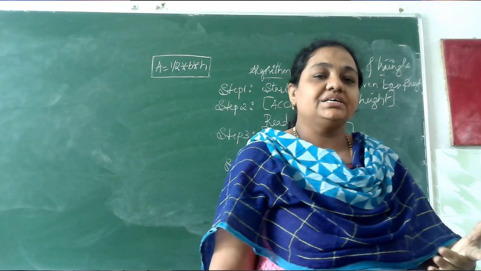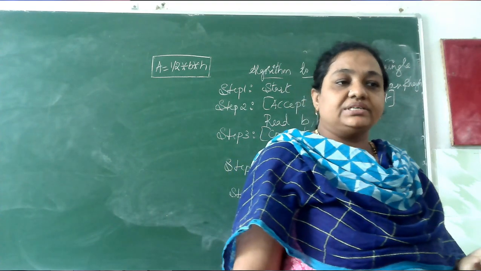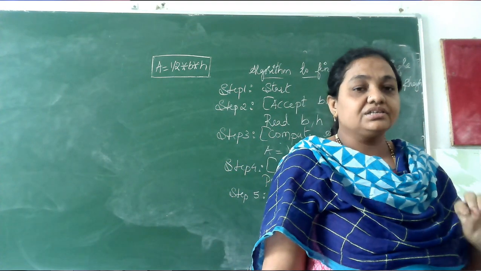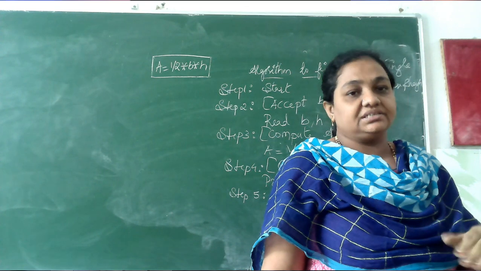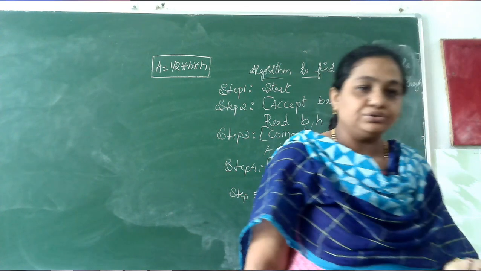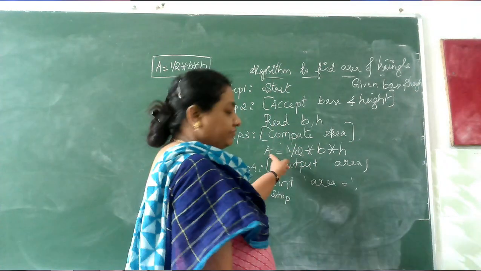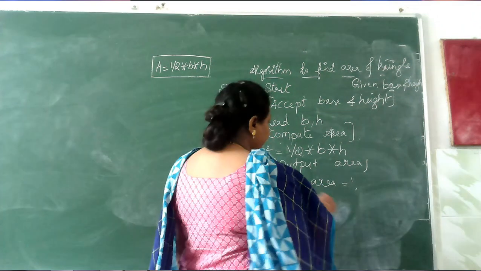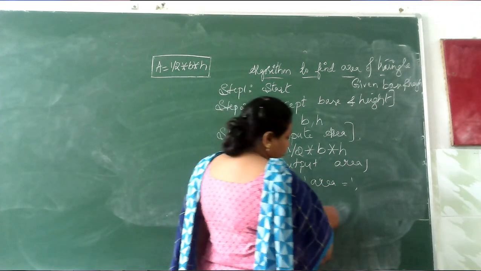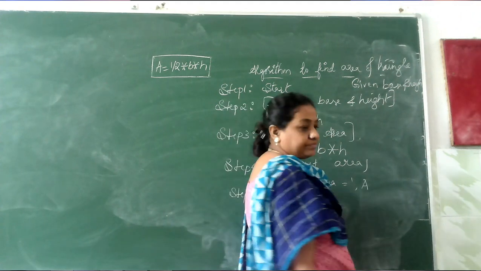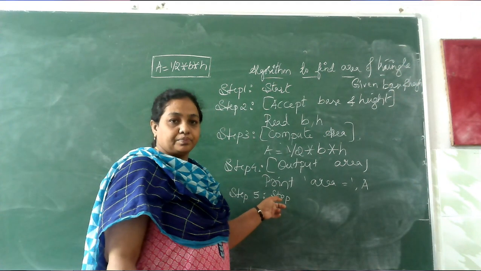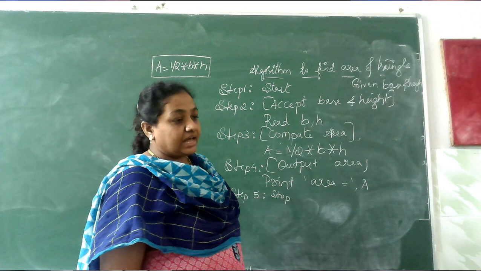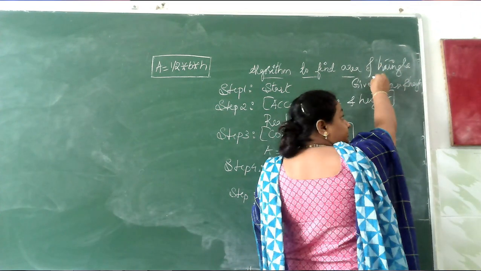So compute area. Now, in the previous example, we calculated the area of a circle. For calculating the area of a circle, pi r square, we require pi and radius. To calculate area of a triangle, we require base and height. So base and height we have taken, and the next step is to calculate the area. Area is half into base into height. So we compute area by half into base into height h.